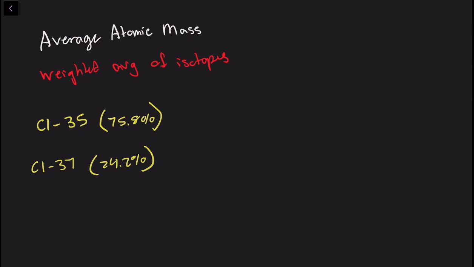Well, we're going to use this following formula. We're going to convert our percentages to decimals, so essentially moving the decimal point 2 to the left for both, giving us 0.758 and 0.242.